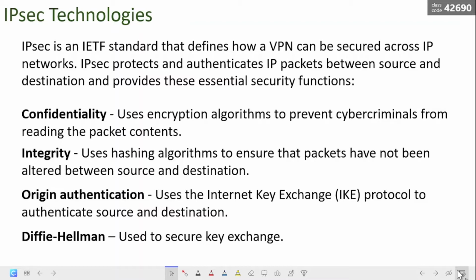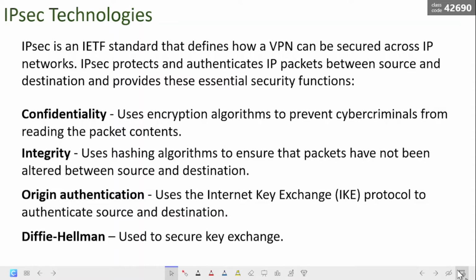The third one is origin authentication. IPSec uses the Internet Key Exchange, or IKE, protocol to authenticate source and destination. Methods of authentication include using pre-shared keys or passwords, digital certificates, or RSA certificates. And the last one is Diffie-Hellman. The Diffie-Hellman secure key exchange typically uses various groups of the DH, or Diffie-Hellman, algorithm.